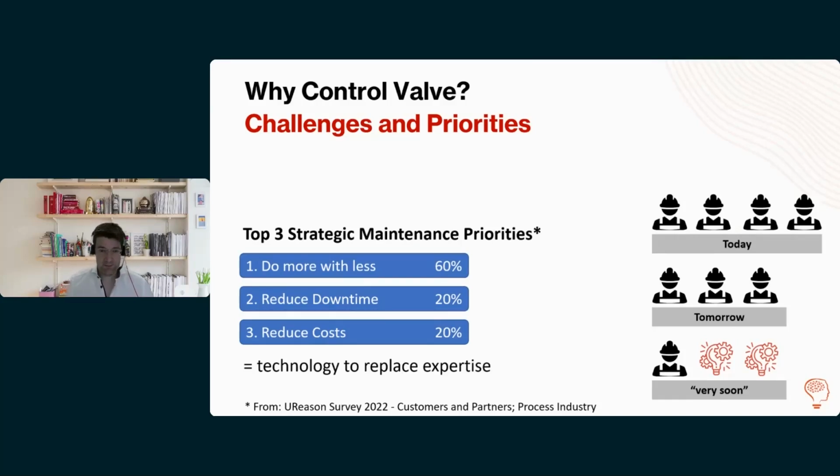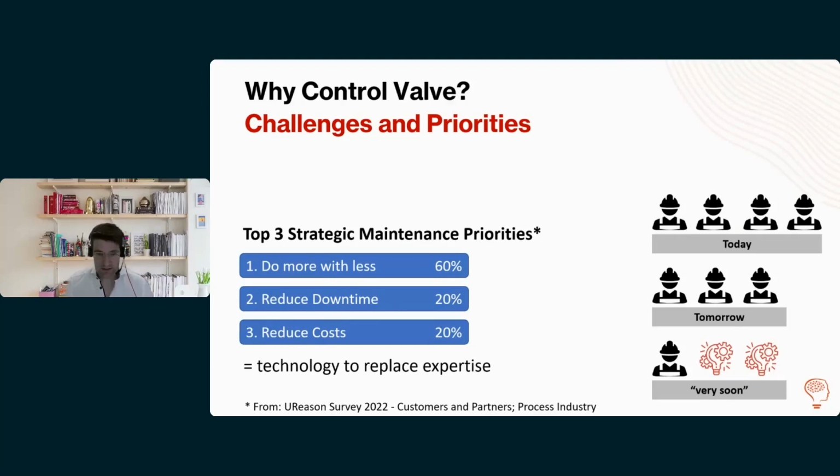Tomorrow, for sure, you have fewer people. Hiring is really difficult. Tomorrow, there will be fewer people, but still manageable. However, in the near future, very soon, there will be much fewer people and much less expertise available to deal with the same amount of problems and tasks. So it's very clear that not only the manpower itself, the hands-on tools, but also the expertise needs to be replaced and complemented by technology, by Industry 4.0 solutions. And this is basically where the strategic priority comes from. Use technology to be able to do more with less.